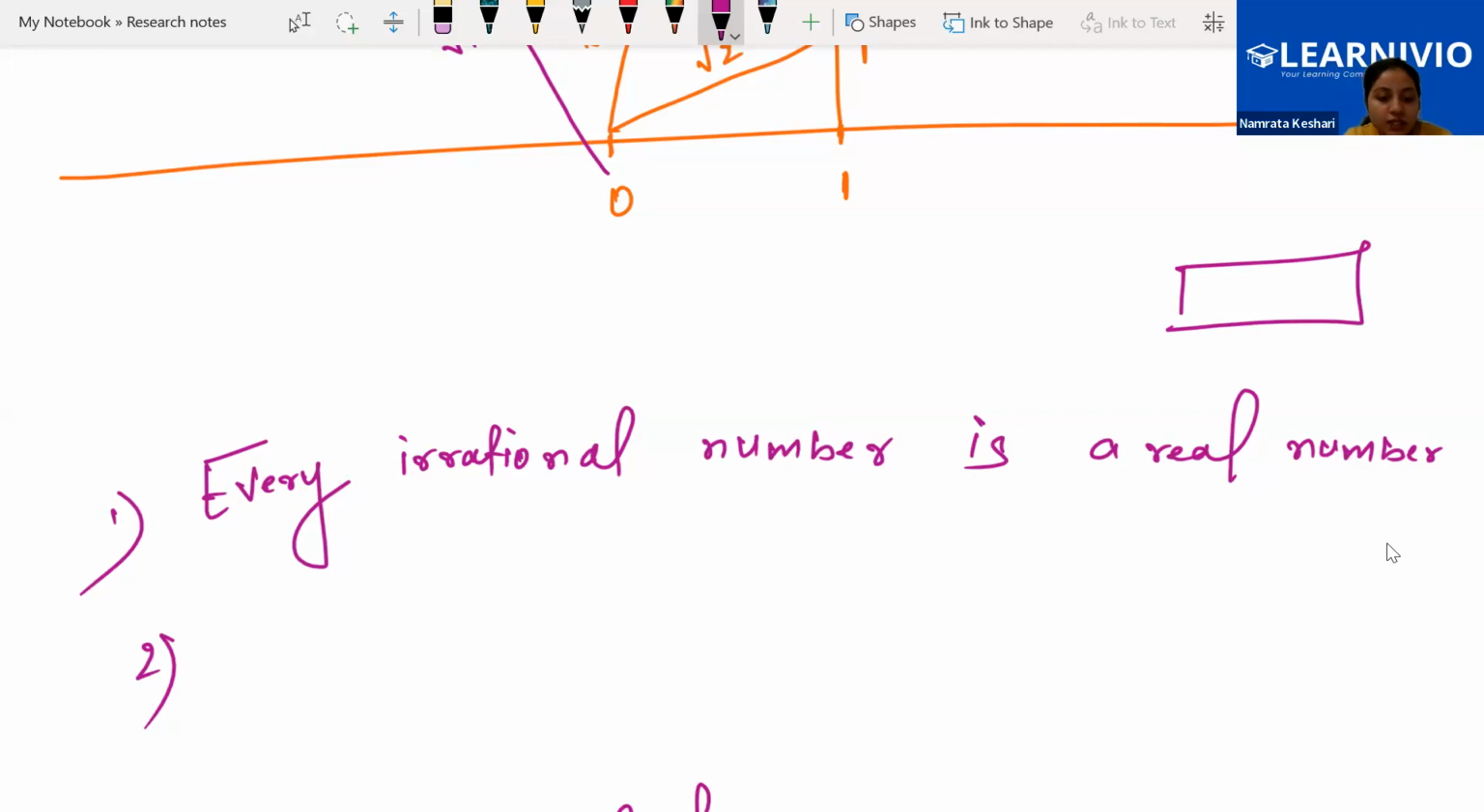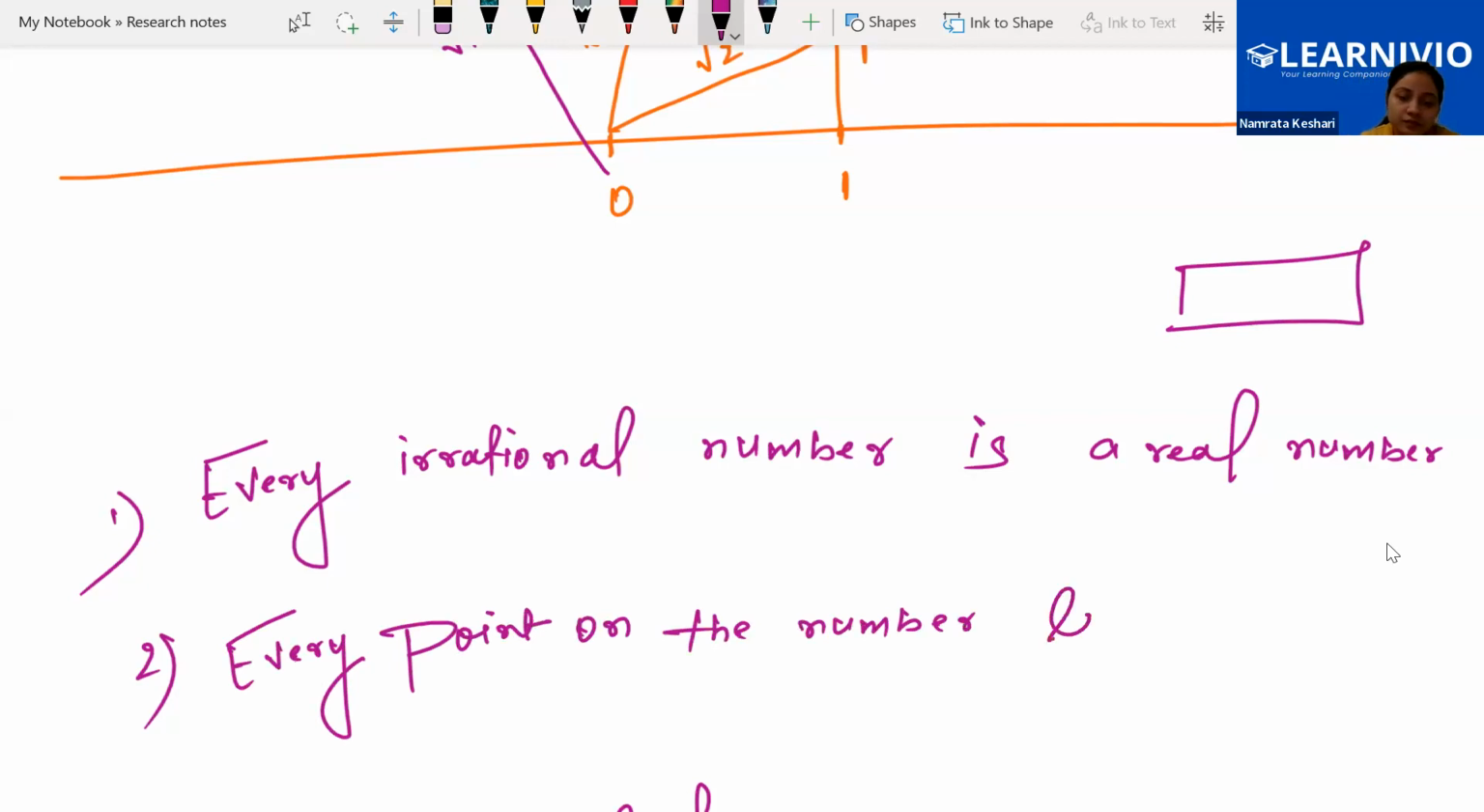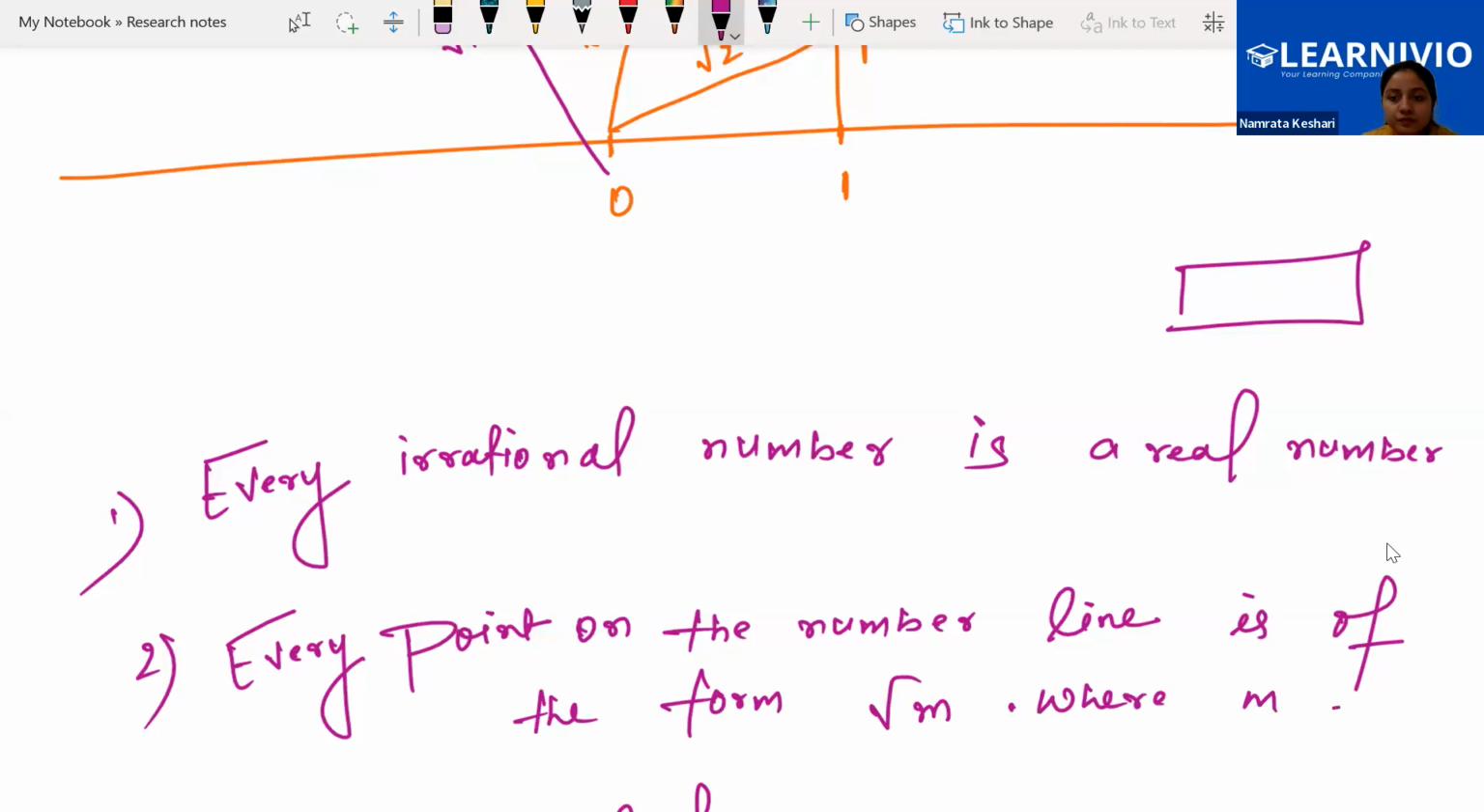Now the next statement is: every point on the number line is of the form root m, where m is a natural number. Think about it.